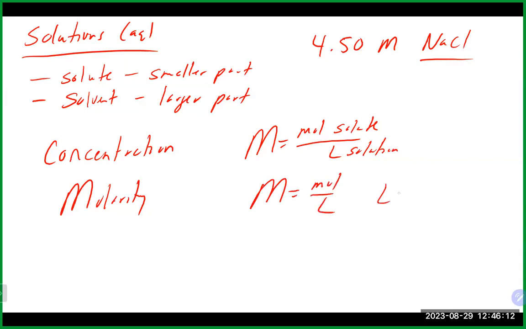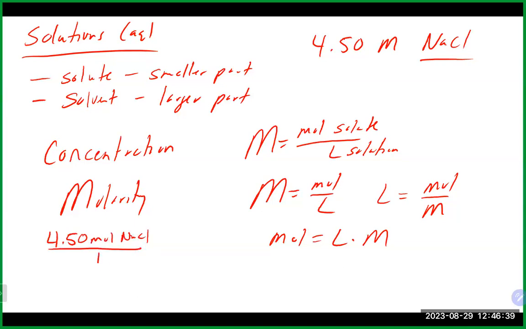That means that liters is moles divided by molarity. And that means that moles is liters times molarity, right? Those are three ways that you do it. When you do a calculation involving molarity, it's highly recommended that you get rid of the big M so you can see both of the units. So if I was going to do a calculation with that molarity, that is 4.5 moles of sodium chloride per liter. And you could use it like a conversion factor and do dimensional analysis. You can flip it around the other way as well.